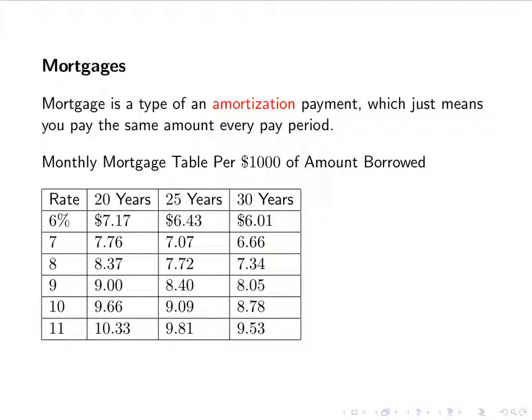We have the following table that we're going to use, and just some things to note. It's a monthly mortgage table, so it's your monthly payment, and it's per $1,000 of amount borrowed. We have the rate, and then we have the common years that you have a mortgage for: 20 years, 25 years, and 30 years. So if the interest rate and the number of years you're given are on this table, then we want to use it because it's going to be a lot easier. We'll see towards the end what happens if we're looking at a rate of 5% or 23 years or 35 years, something that's not on the table.